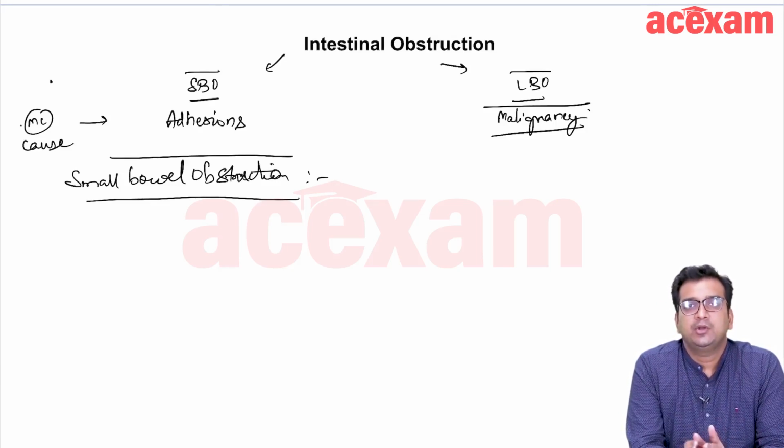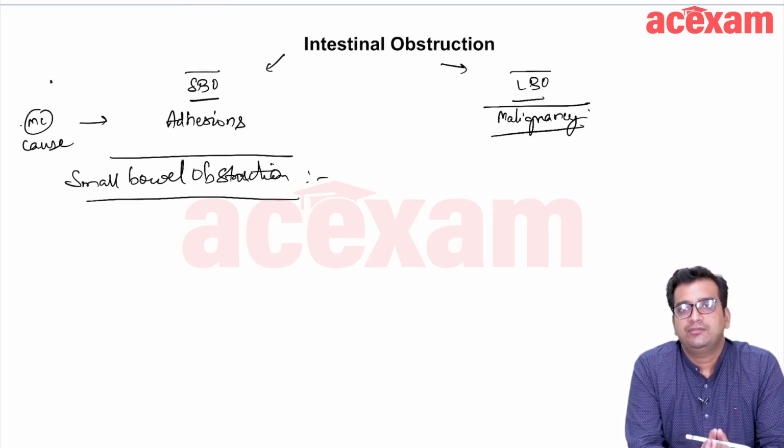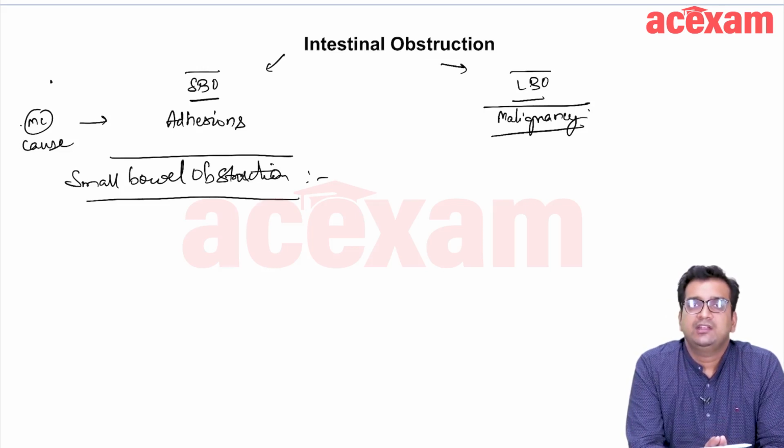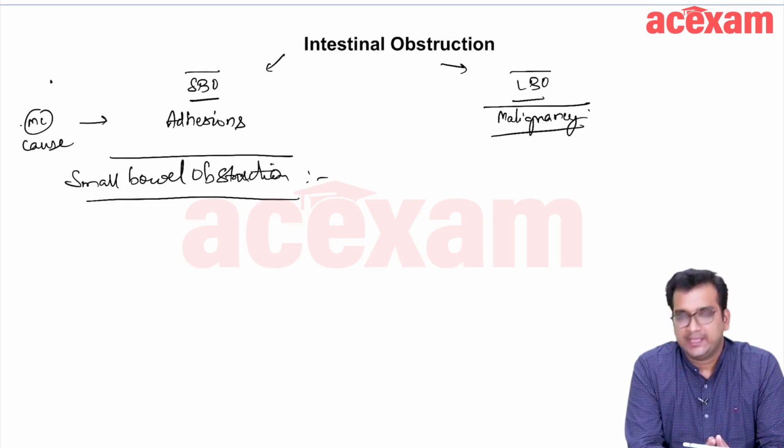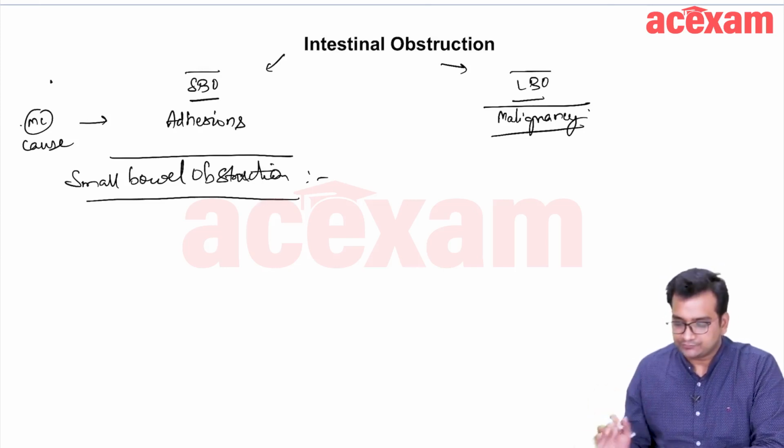We generally get an X-ray abdomen erect and supine done, in which we see dilated small bowel loops or multiple air fluid levels. If the patient is not resolving with conservative management, or if there is sepsis or signs of strangulation, then we have to go for surgery. In surgery, the type of surgery depends on the reason for obstruction. If there are adhesions, we do adhesiolysis. If there is malignancy, then we do a small bowel resection anastomosis. Now we are going to discuss this small bowel obstruction in detail.